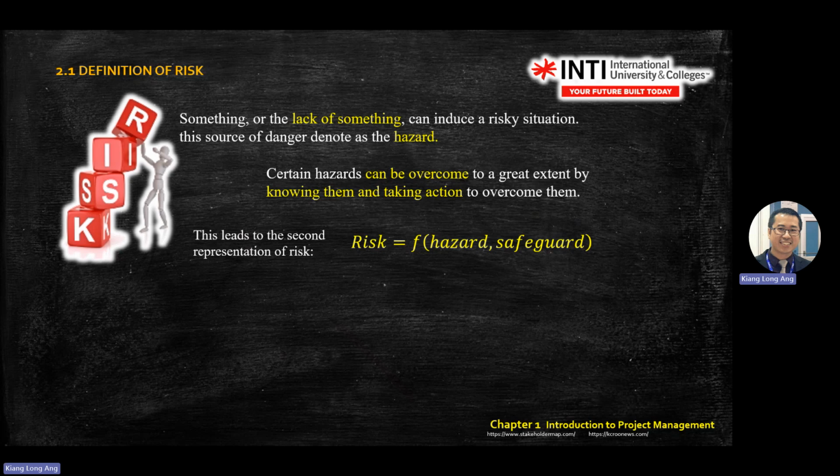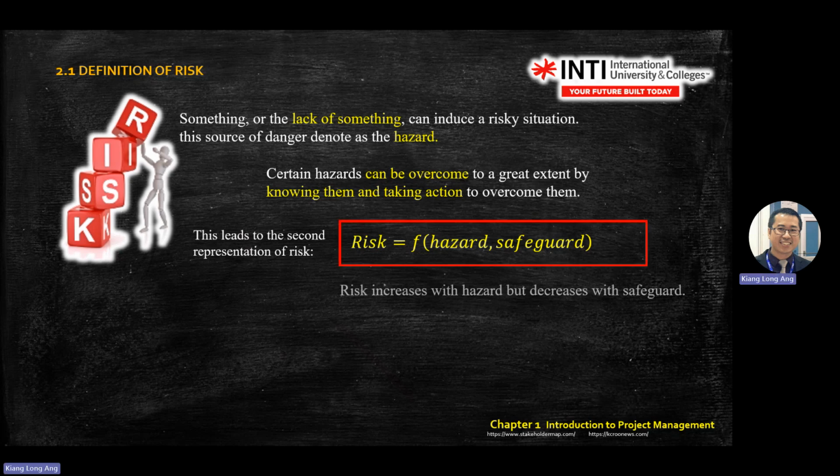Another definition of risk is as a function of hazard and safeguard. That means the number of hazards, for example the number of holes on the road, and the safeguard, meaning the safety precautions that you put in place. These are two factors in risk management. So risk increases with hazard, but decreases with safeguard. If you have more safeguards or protection procedures, the hazard may still be there, but the risk will drop.